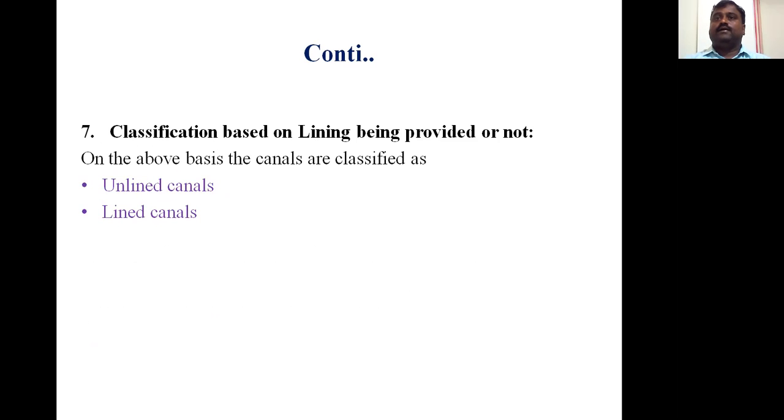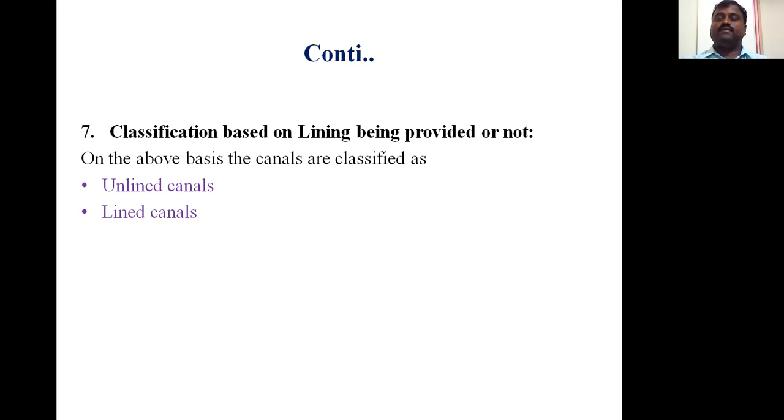And the last classification is based on whether lining is provided or not. On this basis, the canals are classified into two types: one, unlined canal, and number two, lined canal. In the case of lined canals, a thick impervious layer is given to the canal bed as well as the sides to avoid seepage loss, or to reduce the seepage loss.